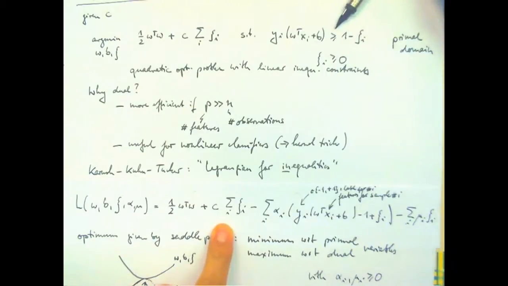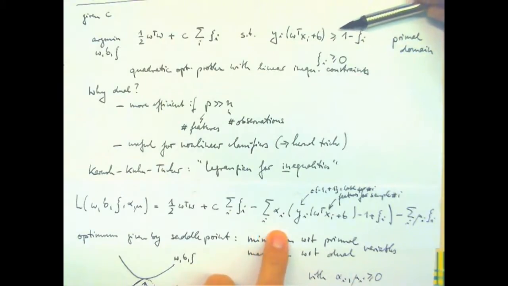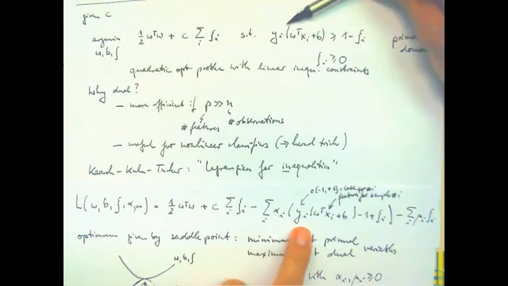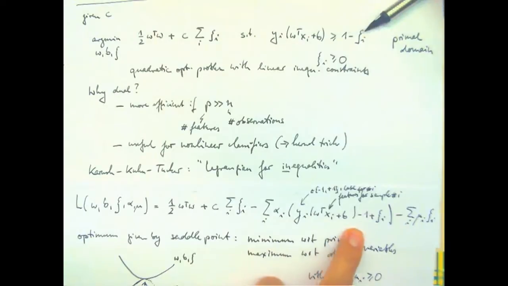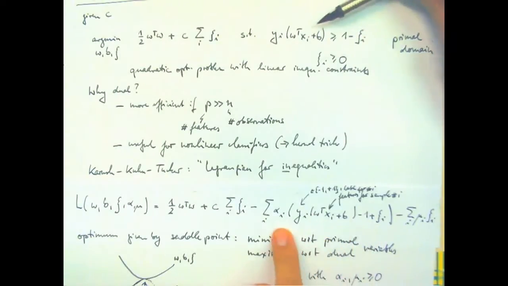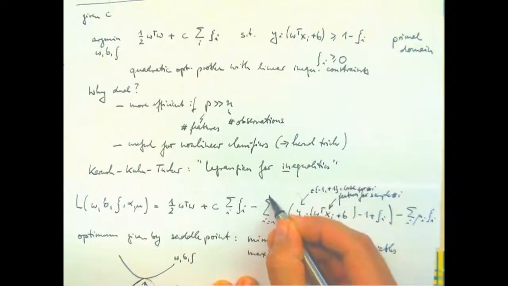So I'm saying these are in fact n equations, because I have one equation for each observation here. And I'm now bringing what is on the right-hand side to the left-hand side. So I have y_i (w transpose x_i plus b), and then minus 1 plus xi_i. And I'm multiplying this with the Lagrange multiplier alpha_i. And now since I have n equations, I sum over that many Lagrange multipliers here.